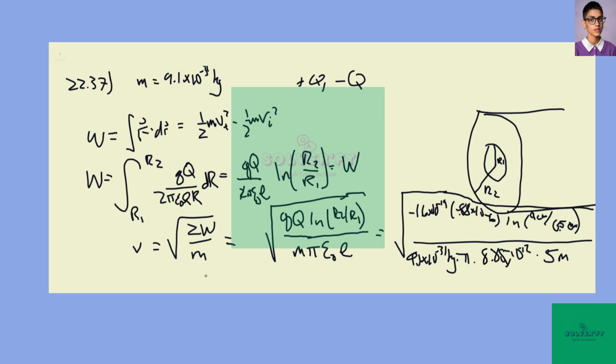This is lots of stuff, but we can just put it all in our calculator, and we get out a velocity of 1.9 times 10 to the 7 meters per second. Cool. That was our velocity. Let's move on to part B now.